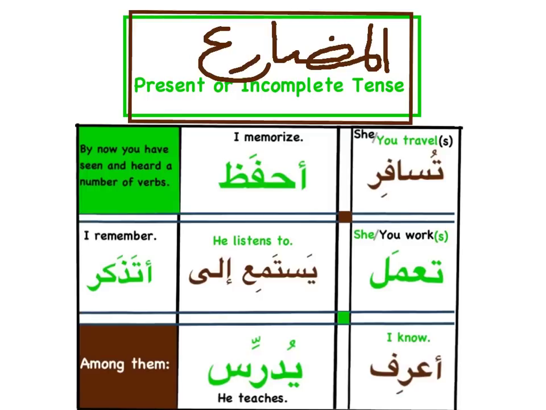And we call these verbs أفعال في المضارع. مضارع is the present tense and it usually means that the action we're talking about is still incomplete. That's why we call it an incomplete tense, because when I say, for example, أحفظ, I'm still memorizing, and the action is not complete in the present.